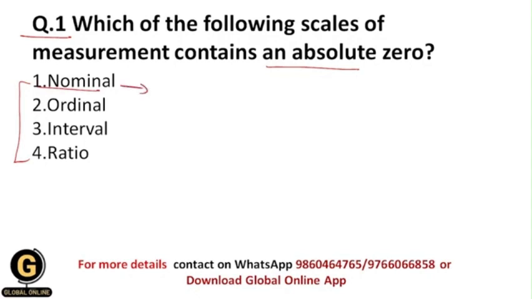Nominal. In the nominal scale, you can only classify your variable. Whatever data you have, you can only classify it. So there is only classification of the variables in the nominal scale. Then within the ordinal scale, there is classification and order.